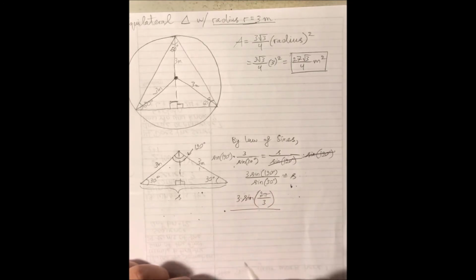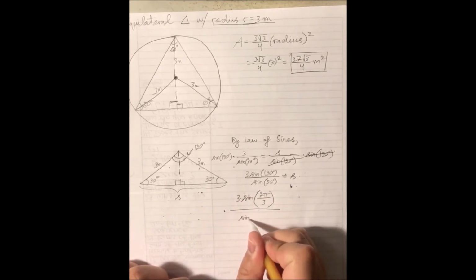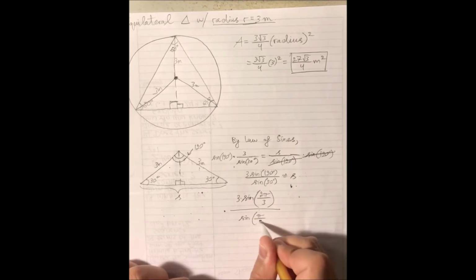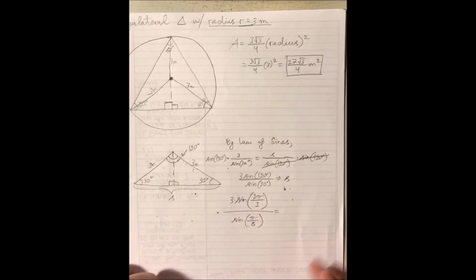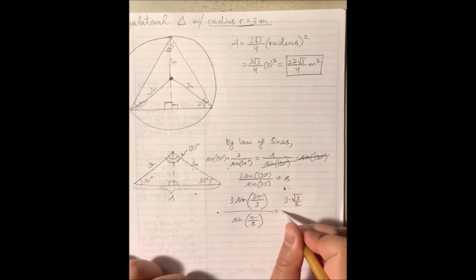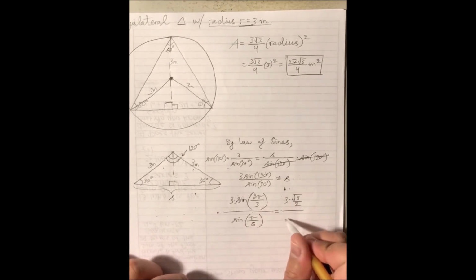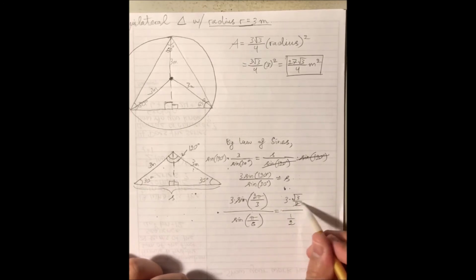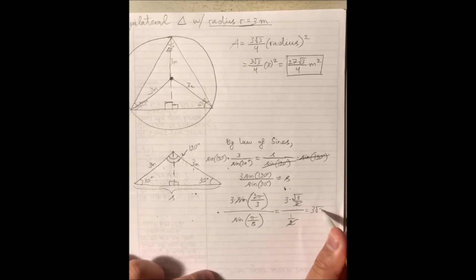But sine of 30 degrees is sine of pi over 6. This is going to give us 3 multiplied by sine of 2 pi over 3, and sine of 2 pi over 3 is actually square root of 3 over 2, divided by sine of pi over 6, which is just 1 over 2. Well, let's see, we have this denominator being the same as this one, so they cancel each other out. So we're left with just 3 times square root of 3.